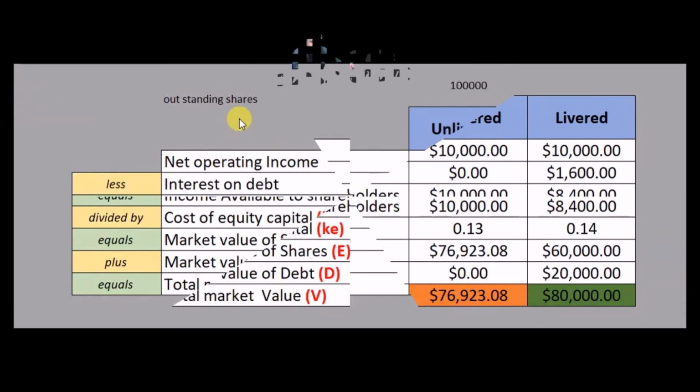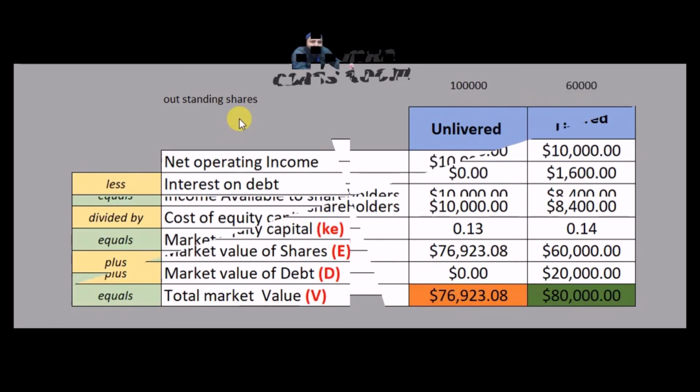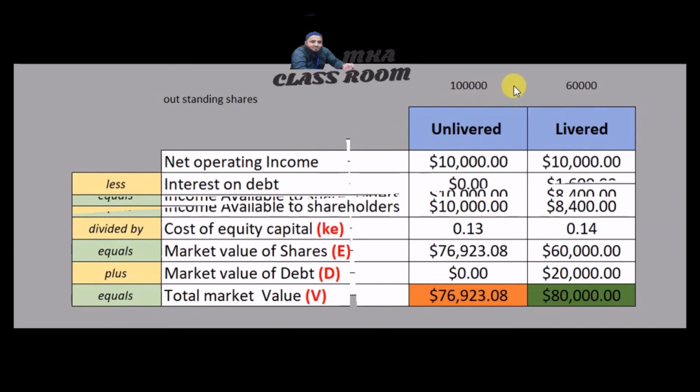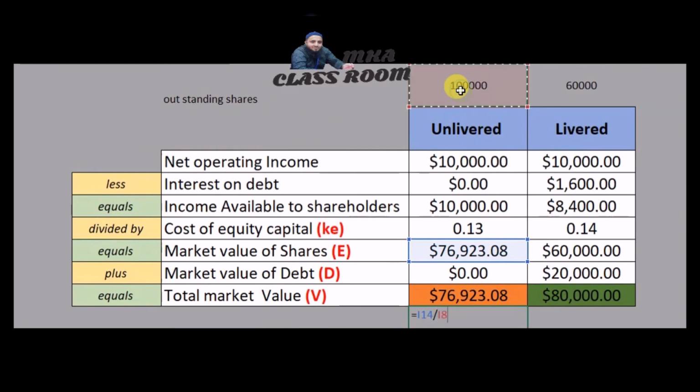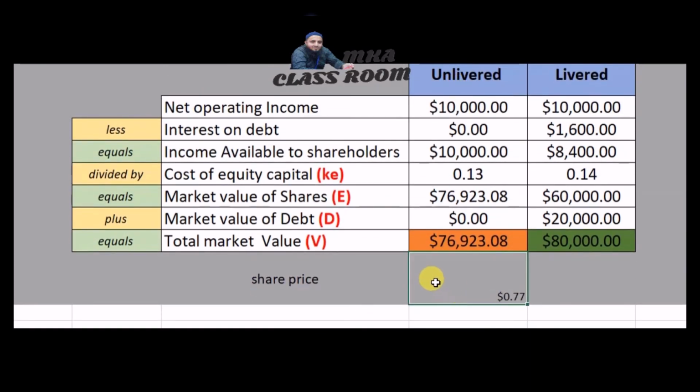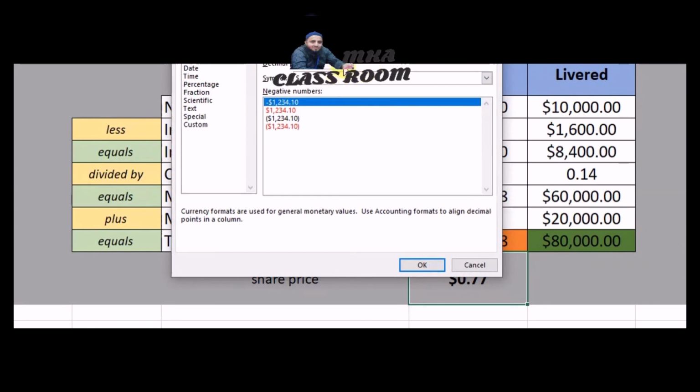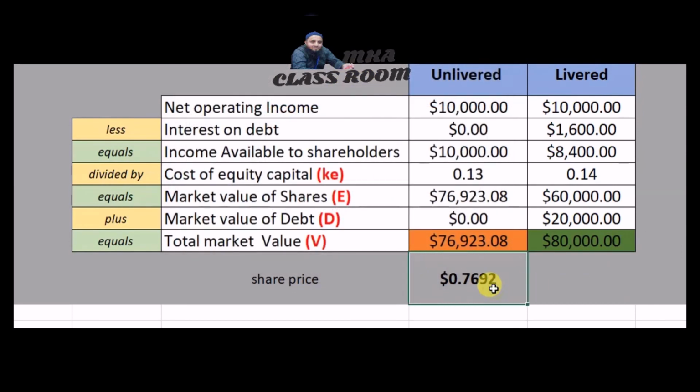So we know that the unlevered company issued 1 lakh shares and the levered company issued 60,000 shares. So the share price of these two companies is the market value of shares divided by the number of outstanding shares. So that means 77 cents, the market price of the share, $0.77.